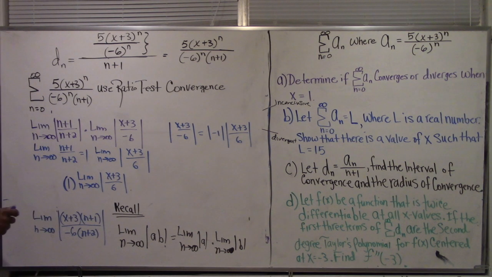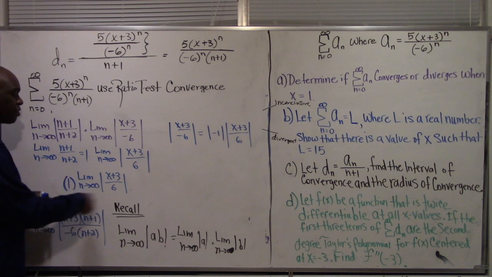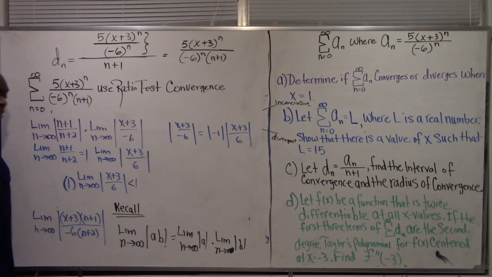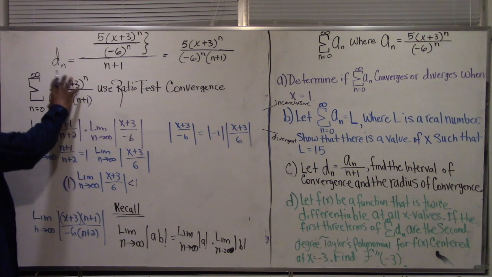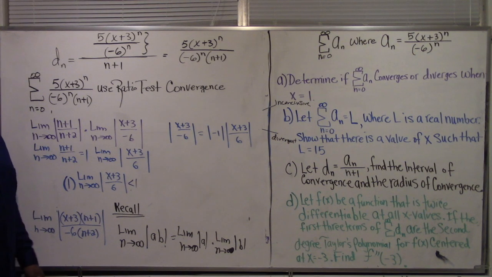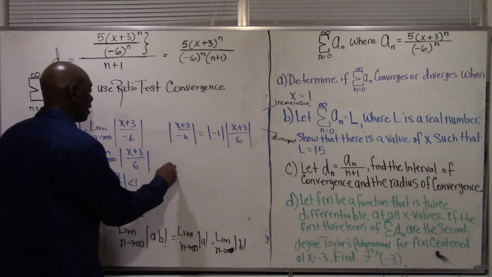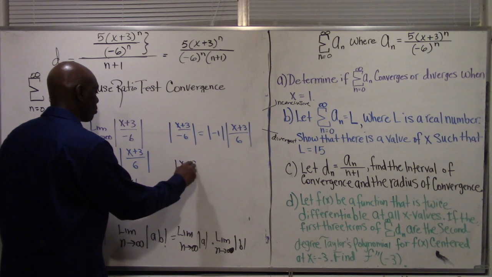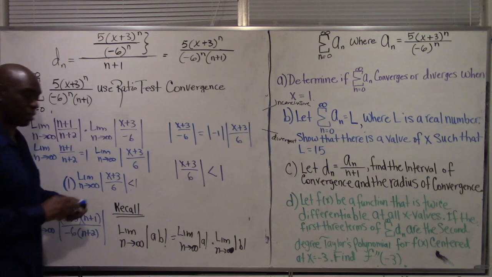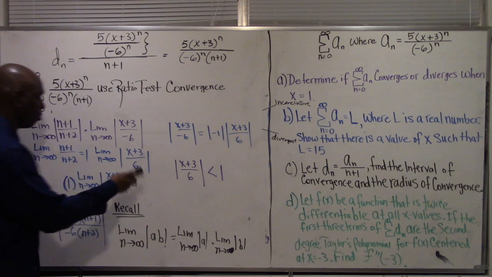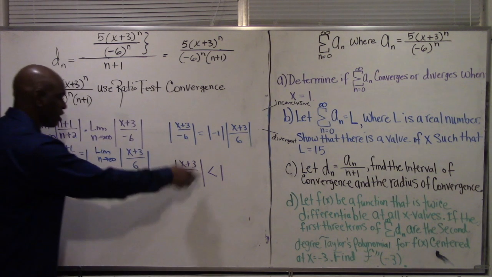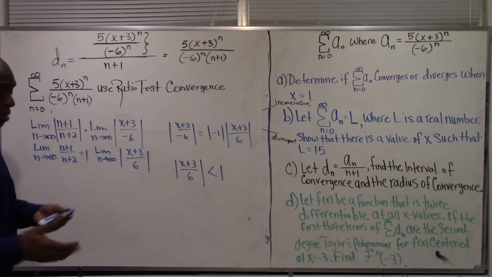Now, in order for this to be convergent, we said that it has to be less than 1. If our series is going to converge using the ratio test, it has to be less than 1. So let's see what we get when the absolute value of (x+3)/6 is less than 1. It's sort of like the sum of a geometric series; it's structured the same way.